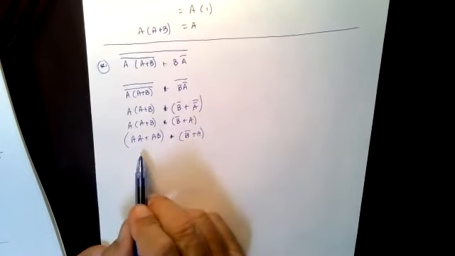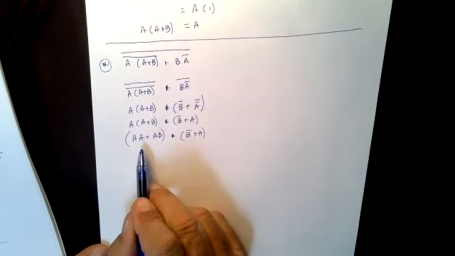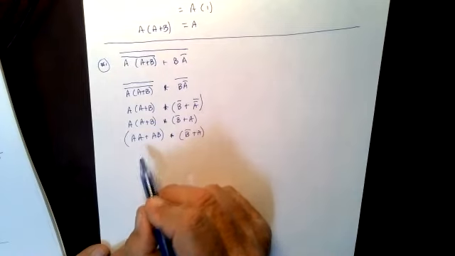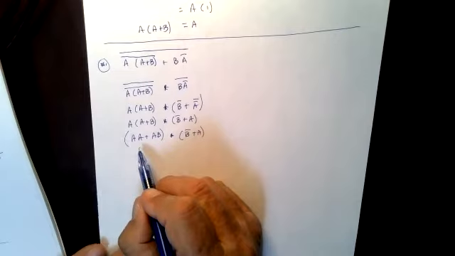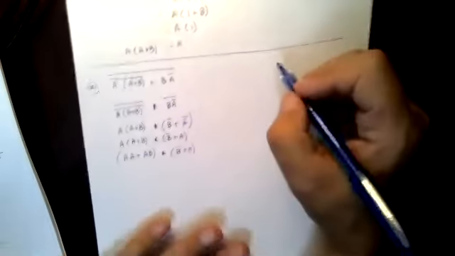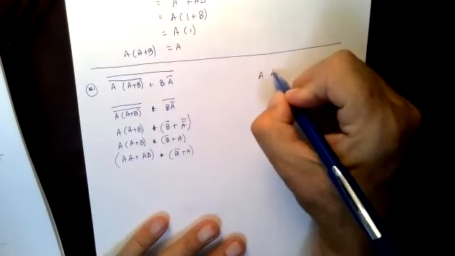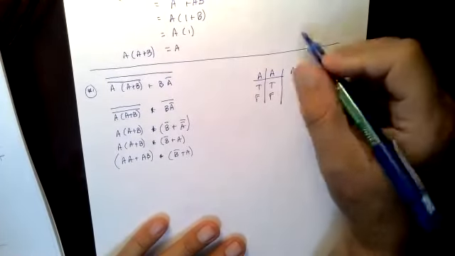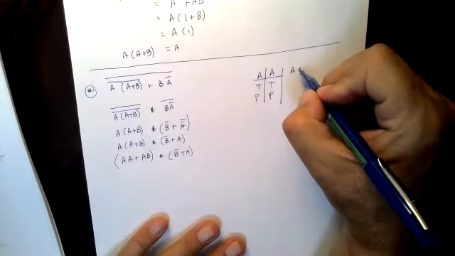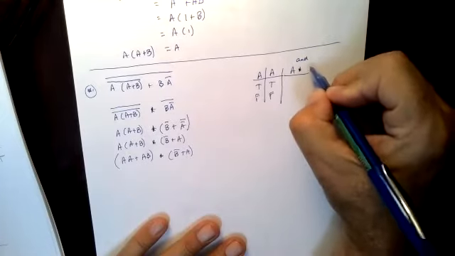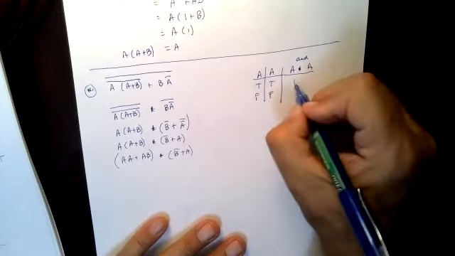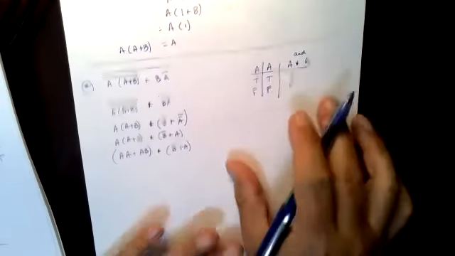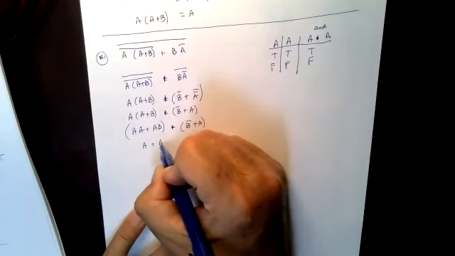And wait a minute, I remember doing this, right? What's A times A? Anything ANDed with itself should be itself. If you're not sure, you can go like, here's A, true, false, false. And if I AND these together, right, I'm multiplying, which is the same as AND. What is true ANDed with true? It's true. False ANDed with false, it's false. So A times A really is the same as A. So this becomes A plus AB.